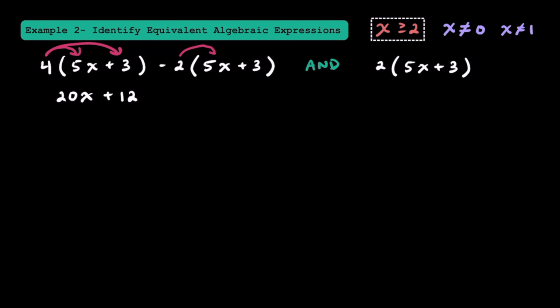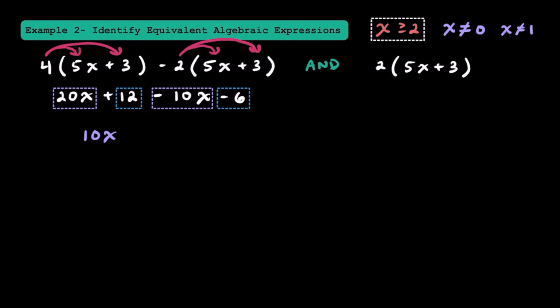Taking away 2 of these 5x's, that's really going to be taking away 10 of these x's. And taking away 2 of these 3's, we're really going to say that we're taking away 6. 20x minus 10x is going to equal 10x, and 12 take away 6 is equal to positive 6. For our expression on the right, we have 2 of these 5x's, which is really just 10x, and then we have 2 of these 3's, and that's going to equal 6.